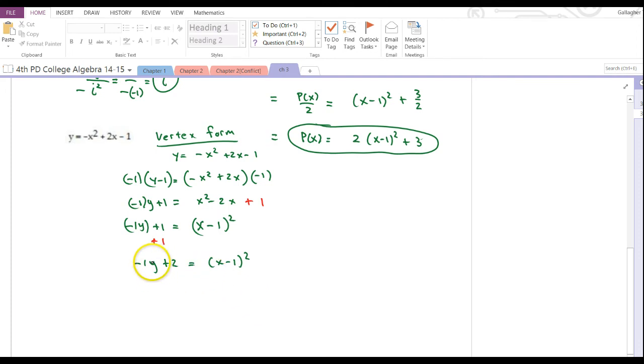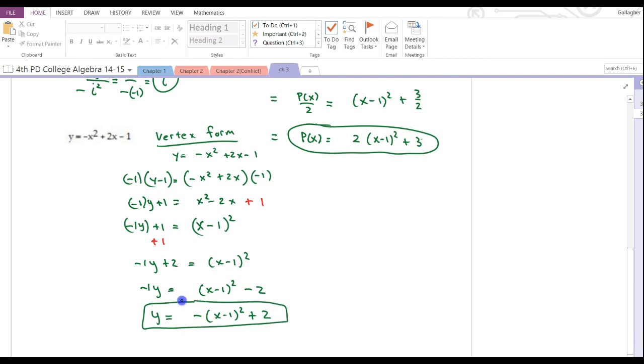All right, so now we've got to solve for this function. We've got to isolate the function, isolate y. Negative 1y equals x minus 1 squared, minus 2 if we subtract that 2. Divide everything by negative 1. We have y is equal to negative x minus 1 squared plus 2. Done. We've got it in vertex form.